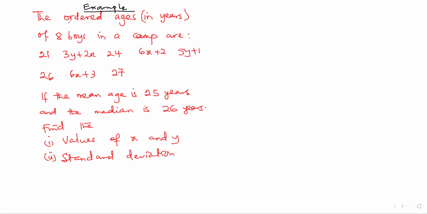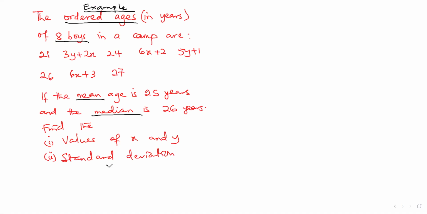So it is already ordered, okay? The ordered ages in years of 8 boys in a camp are this. And if the mean age... so we are given the mean age and the median age, so we'll be using this one. So we are told the median age.